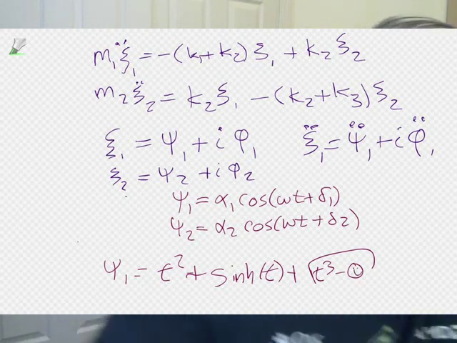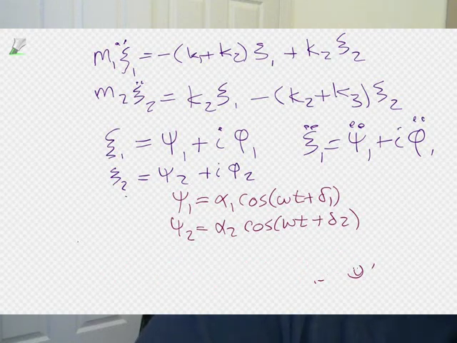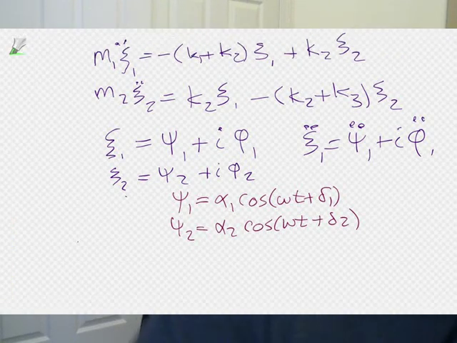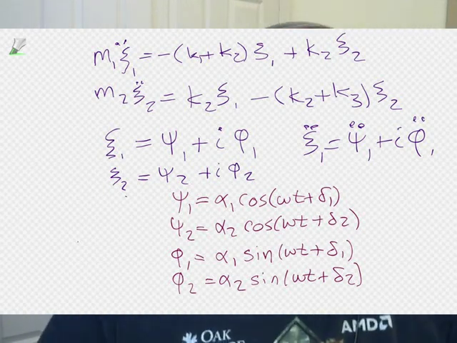You can try whatever solution you want, and you will discover for most of them that they don't satisfy the differential equation, so you know they're not really a solution. So what we're doing is trying this solution to see if it satisfies the differential equation, and we're motivating it by the fact that we actually know it will work. And let's also try Phi1 is alpha 1, and it's going to be the same alpha 1 times sine omega t plus the same delta 1, and Phi2 is alpha 2 sine omega t plus delta 2, right? We're going to try those solutions.